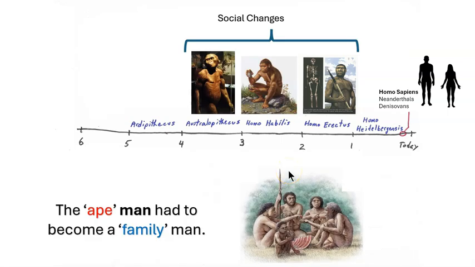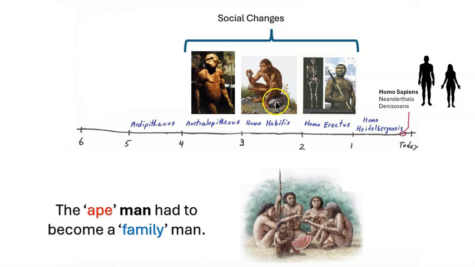Now, in addition to physical changes that were evolving by natural selection, there were social changes as well in our ancestors. You'll recall that in chimps, the mothers and fathers, of course, contribute DNA to their offspring, but it's principally the mother that transmits the limited amount of culture to her offspring. Fathers don't play an important role in raising chimp babies. Well, that began to change in our lineage. So for our ancestors, the ape man had to become a family man.